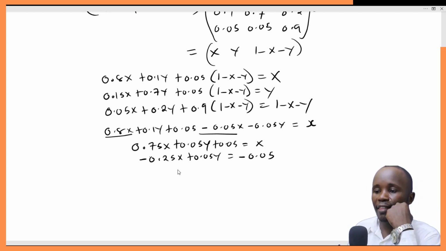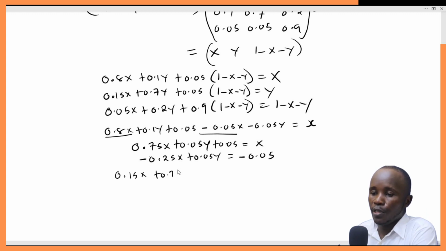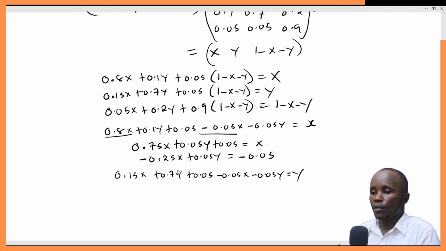Now, we need to get another equation so that once we get two simultaneous equations, then we can be able to get x and y. Let's move on to the next one. Simplify the next one. 0.15x plus 0.7y plus 0.05 minus 0.05x minus 0.05y is equals to y. The second equation. This is the first one. We are dealing with the second one.